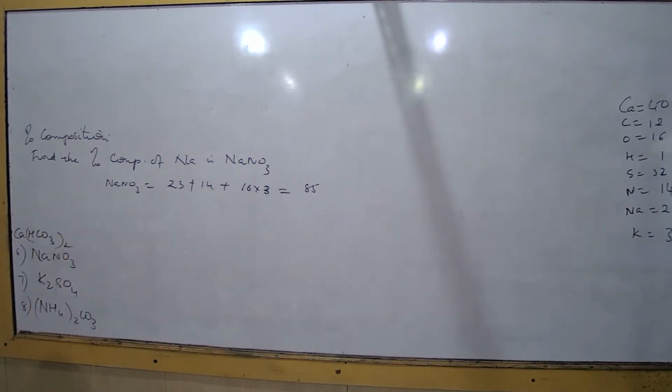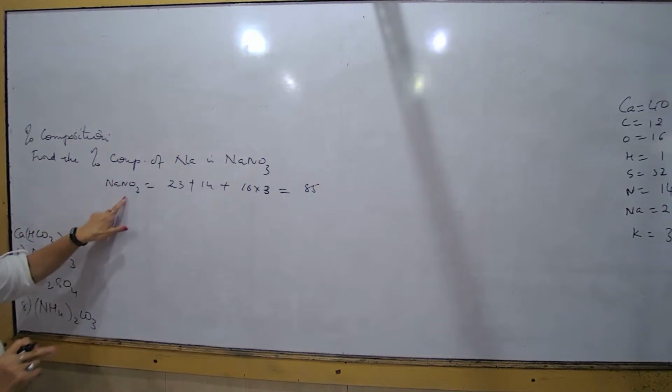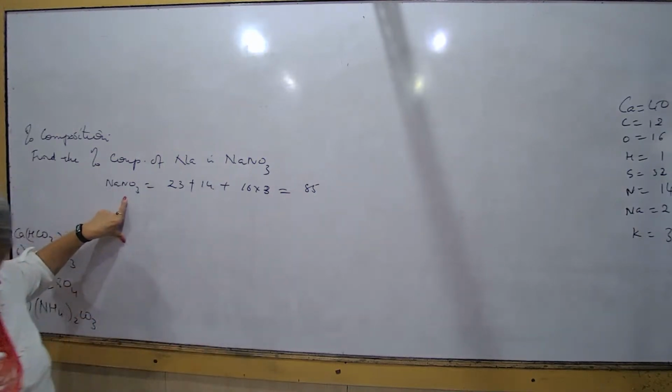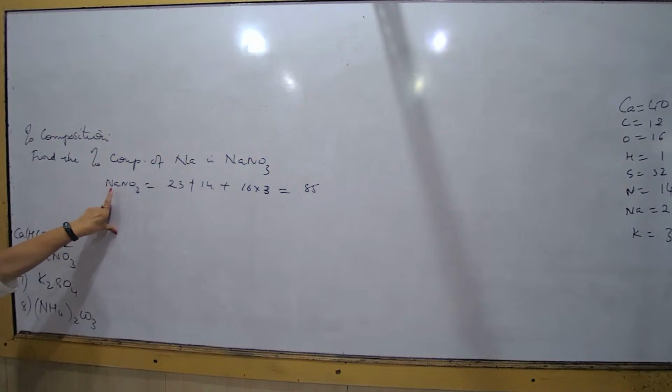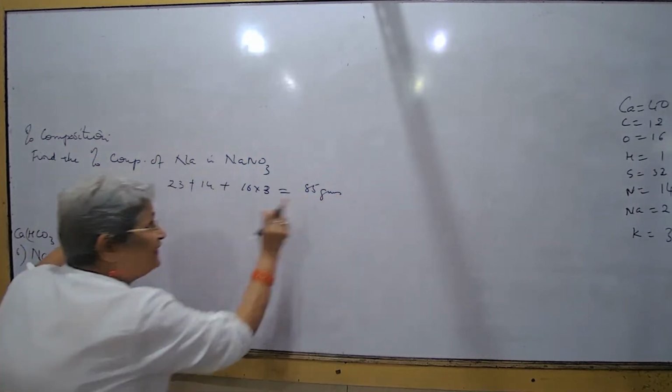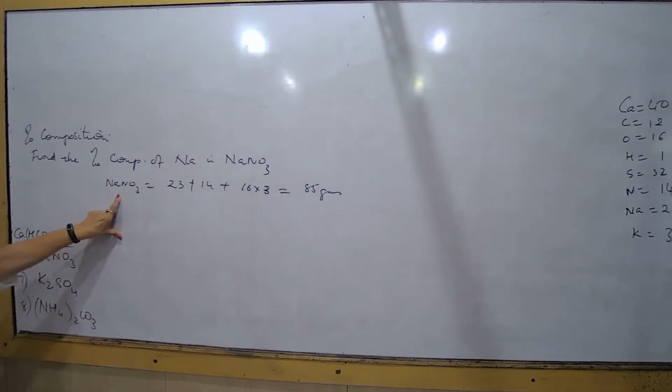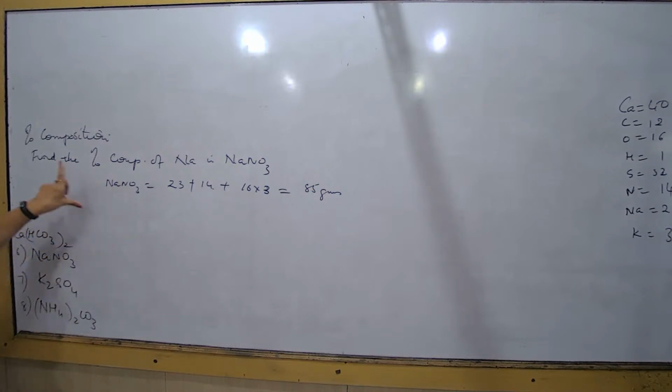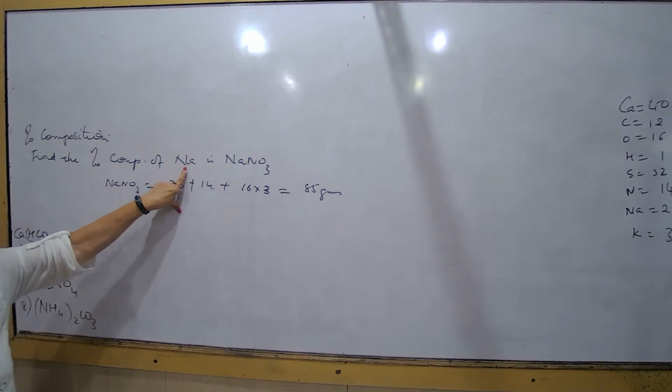Correct. So much you followed. Now, remember one thing. This whole molecular weight is here. Now, in 85 grams of sodium nitrate, how much of sodium is there? 23. Why am I talking about sodium? Because it is stated, find the composition of sodium only. Correct? So you talk about only sodium.